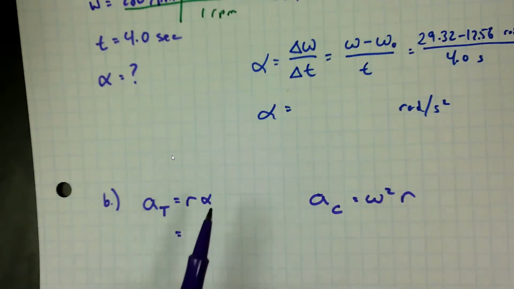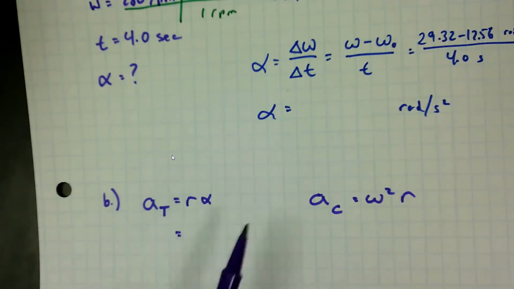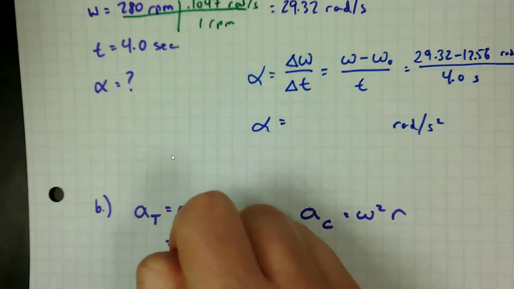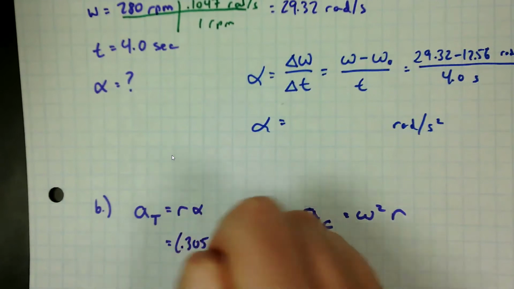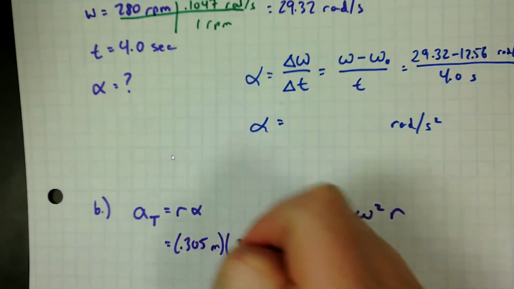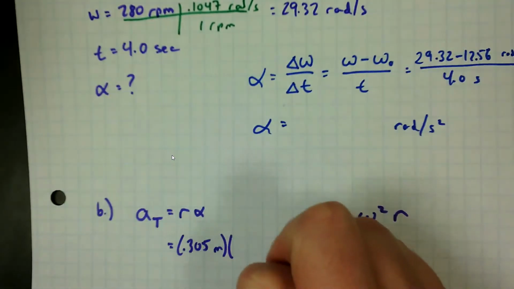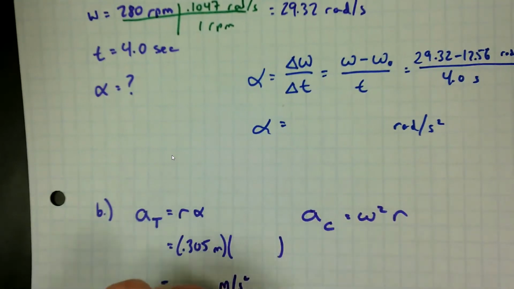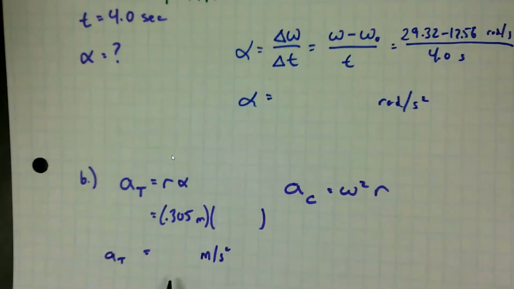But for this, the alpha is constant. So it doesn't matter what time, the alpha is going to be constant. So here I'm going to have 0.305 meters times whatever you got there. And that's going to be your AT.